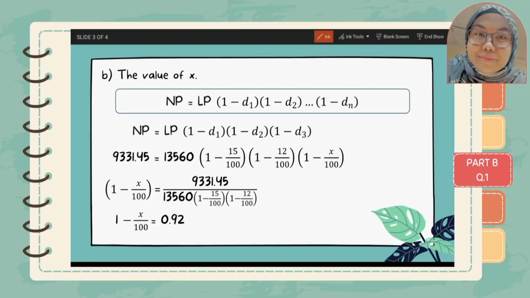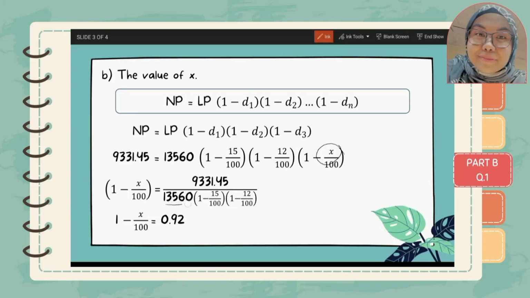D1 is 15 over 100, where 15%. D2 is 12 over 100. D3 is x over 100, where we have to find the x. So we will bring the 1 minus x over 100 to the left hand side, and it equals 9,331.45 divided by 30,560 ringgit times 1 minus 15 over 100 and times 1 minus 12 over 100.